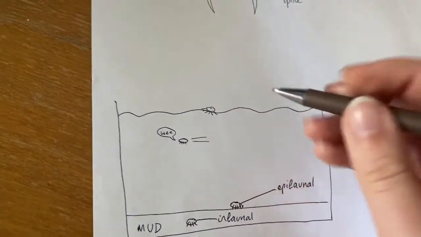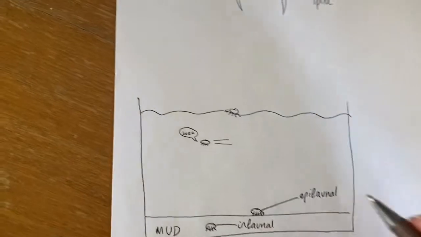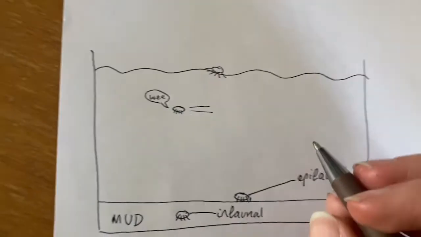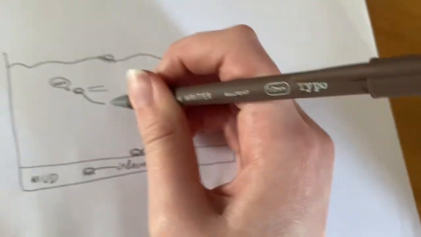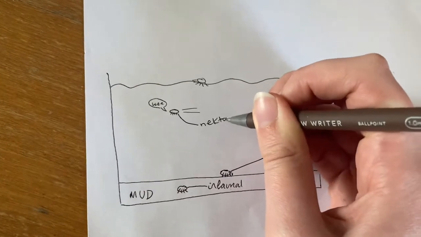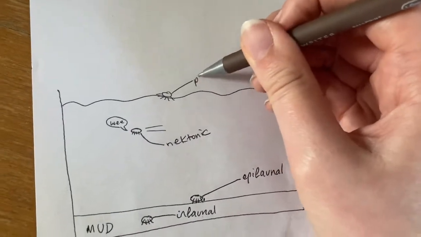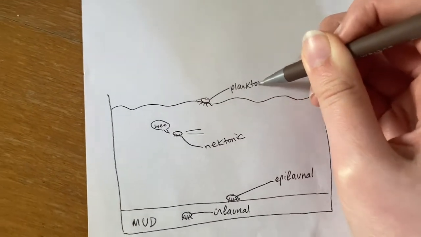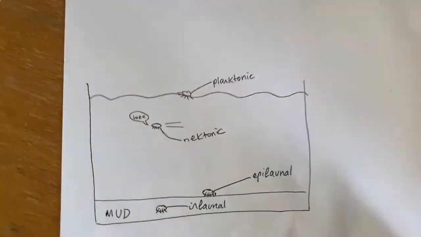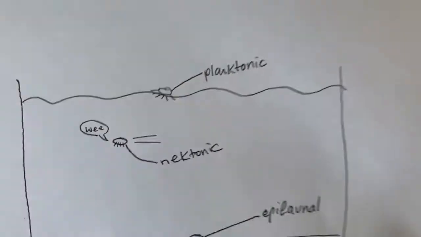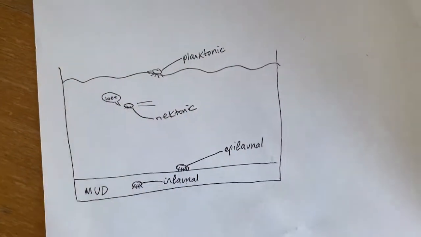Then we have this one, the swimming around. He's just making his own little way through the ocean. Whee! This is called nektonic. And then you've got your floaters up there, and that's planktonic. Like plankton, they just kind of float around in the sea and don't really do anything. But yeah, so if you're floating around, that's planktonic.